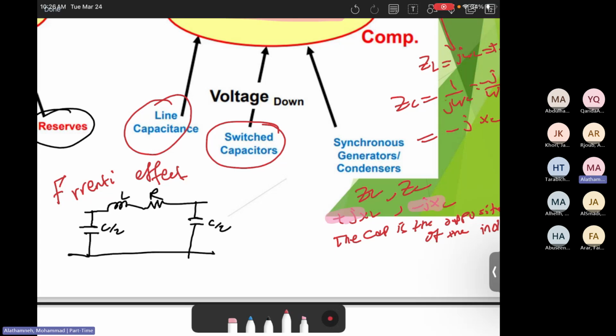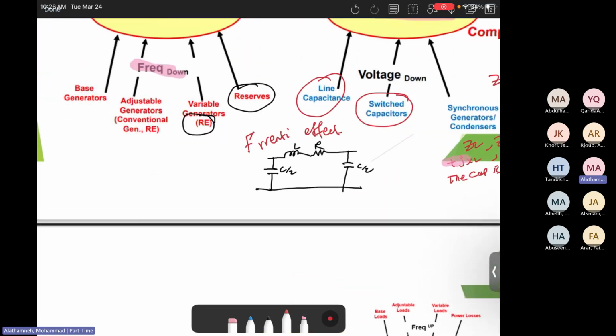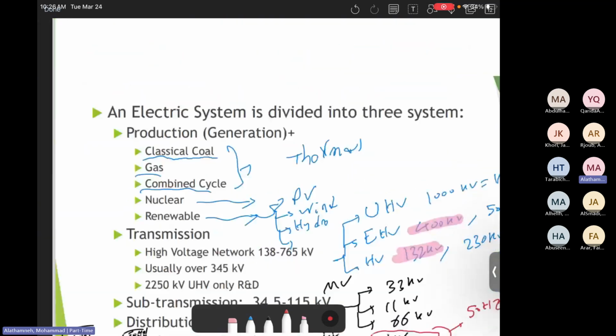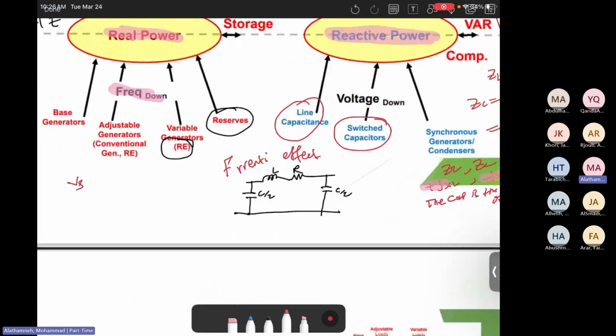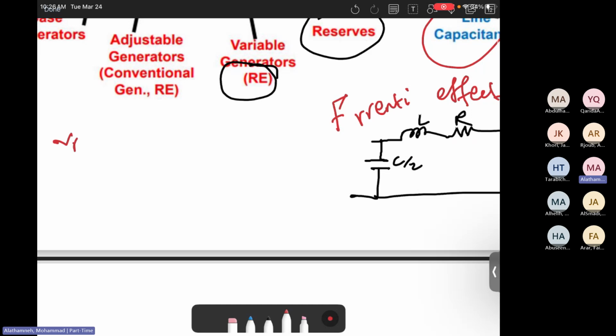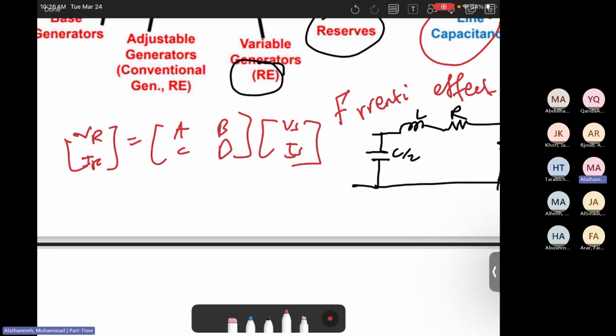Now, the thing about it in Ferranti effects, as we know in the ABCD matrix, V receiving, I receiving equals A, B, C, D times V sending, I sending. I think you are all aware of this. Now let's look at the V receiving. V receiving equals A times V sending plus B times I sending.